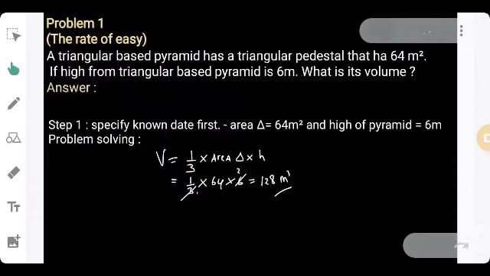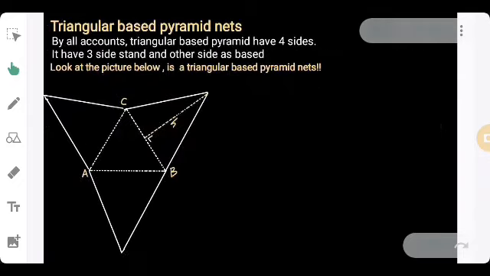Okay, for the problems, next, the triangular based pyramid. A triangular based pyramid has 4 sides. It has 3 sides meeting at the top point, and the other side is the base. ABC is the base of this triangular based pyramid.